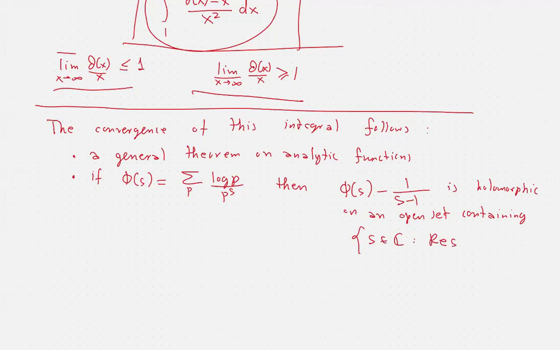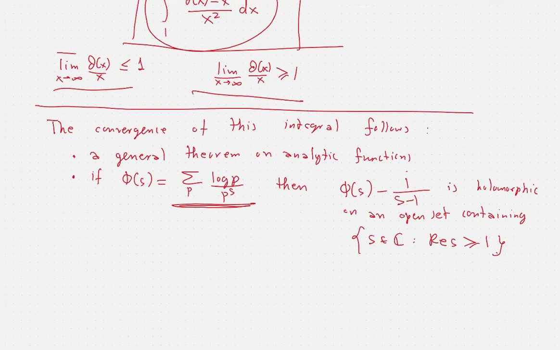So you can easily see from this definition that this function is defined and is analytic for real part of s greater than 1. But if we can push this analyticity a little to the left by recognizing that this function actually has a pole at 1, then by doing this, we can actually prove that this integral converges and then have the prime number theorem.